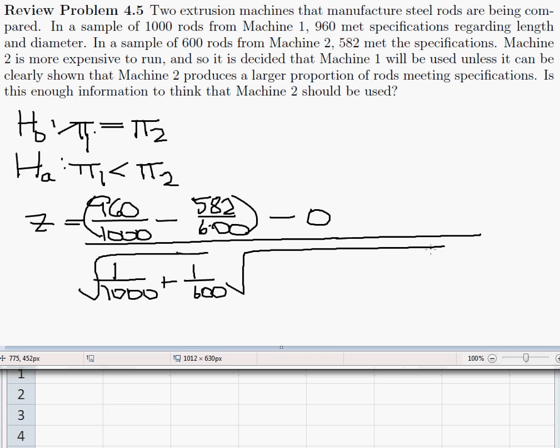And our estimate for pi under the null hypothesis is that we have 1,600 total attempts, 1,000 plus 600, and we have 1,542 total successes. And that number is 960 plus 582. So that's our estimate for pi times 1 minus our estimate for pi.